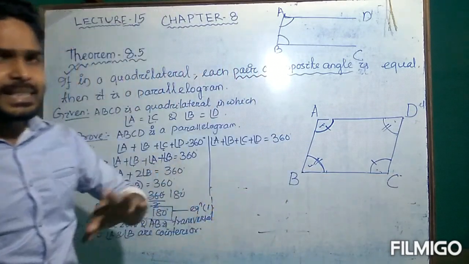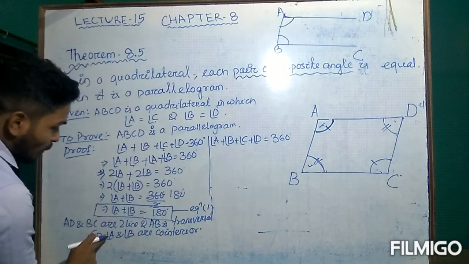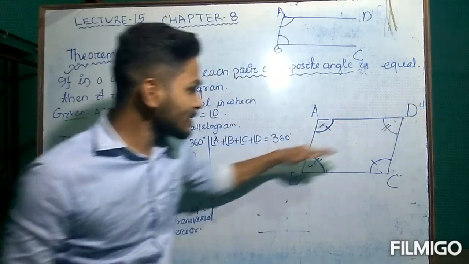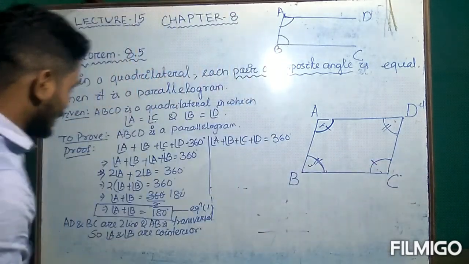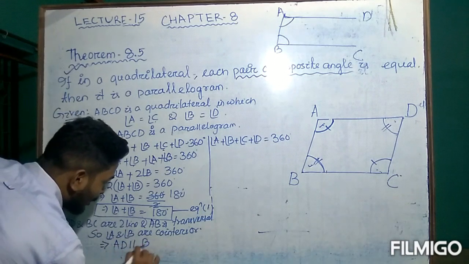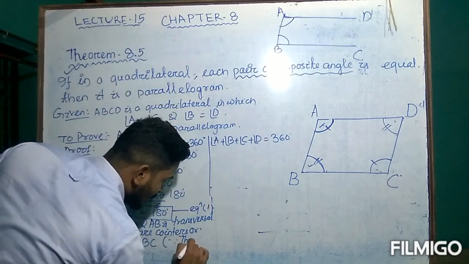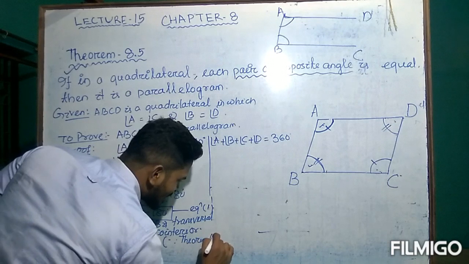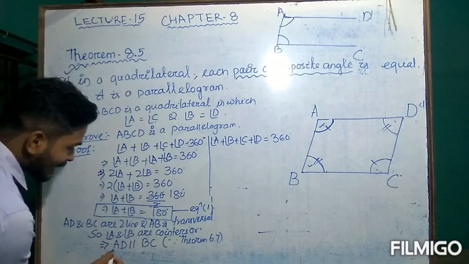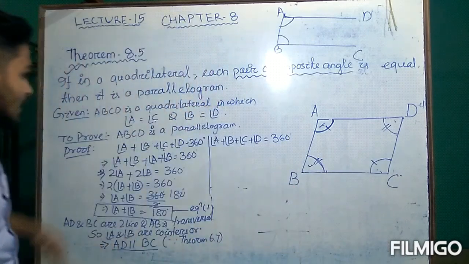This is theorem number 6.6 or 6.7, whatever it is. So here we found that the sum of two co-interior angles is 180 degrees. So what can we write? We can write this side AD is parallel to this side BC. Actually, I have forgotten exactly which theorem it is, so I think 6.7 or 6.6 or 6.8, whatever it is. So finally we have got that AD is parallel to BC. Clear? Now it is done.